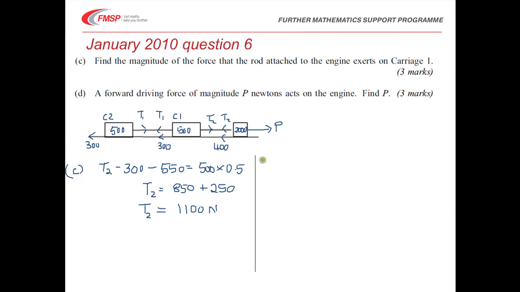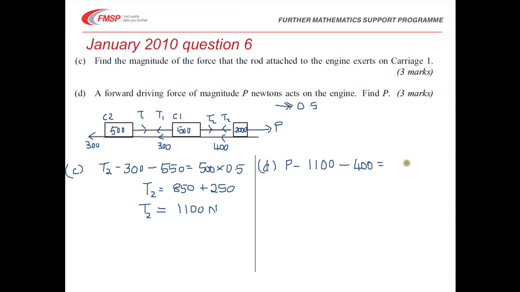So that's part C, and then in part D, now we're concerned with the engine because we want to find the driving force P. So again, remember that the acceleration of the whole system is 0.5 meters per second squared. So now we need to find the resultant force on the engine. So the driving force P is pulling it forward, but we've now got this total force T2 pulling it backwards, if you like, opposing the motion, and that was 1100 newtons.